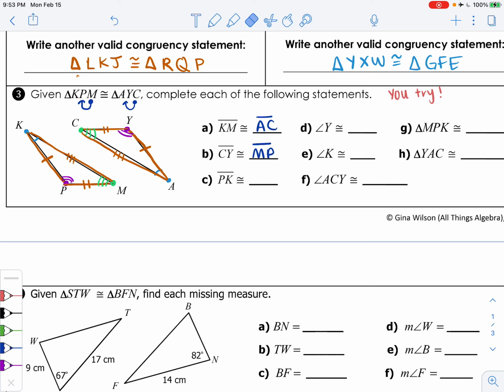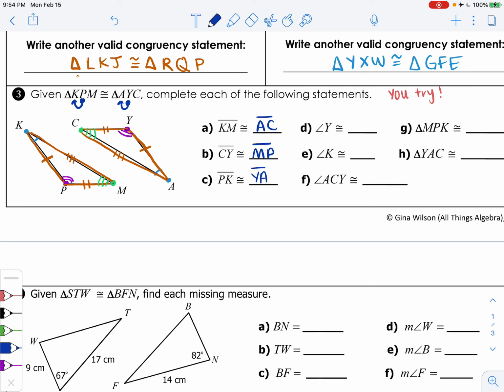And we can do the same thing with PK. So I start at P, which is the center, and go to K, which is the first letter. And then repeat in the second triangle. So Y is the center, go back to A, the first letter. So we would say YA.